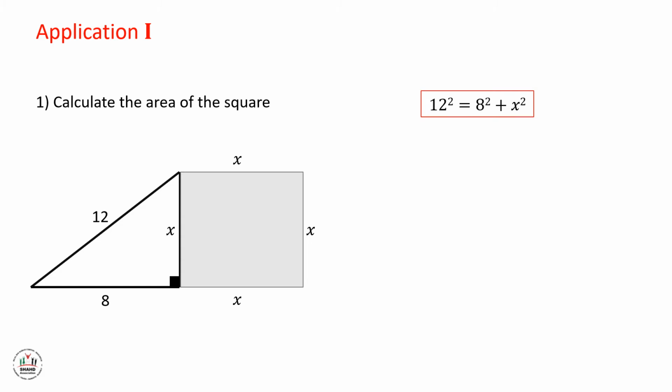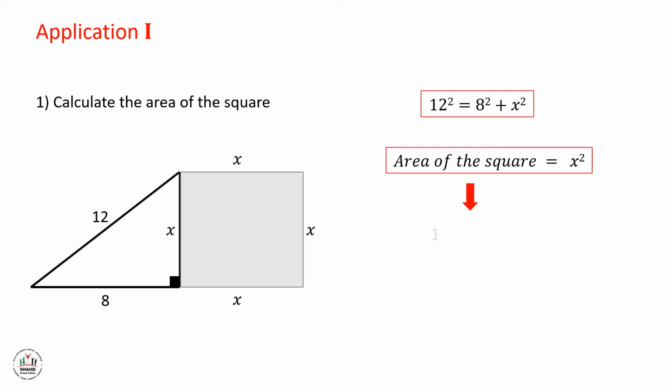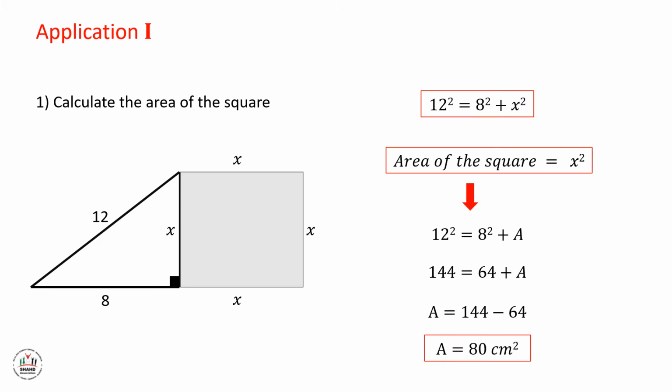هاي x square شو بتمثل؟ area of the square of this given square equal to x times x which is x square. يعني فينا نعوض ال x square بالفيثاغورس theorem ونكتب انه هي الاريا. So 12 square equal ل 8 square plus a. 144 equal to 64 plus a and a will equal to 80 centimeter square.